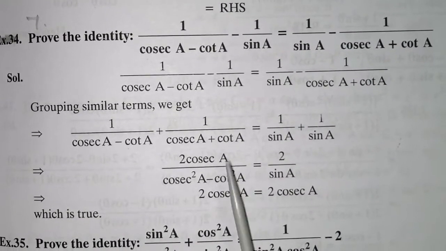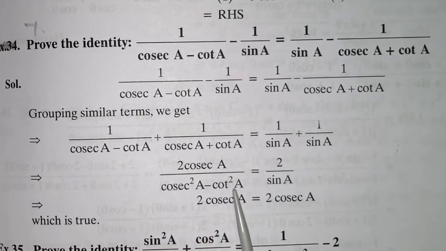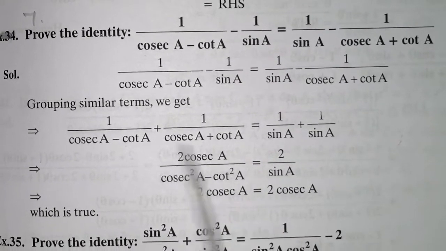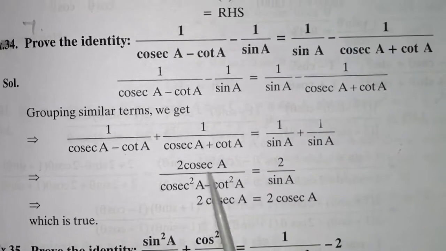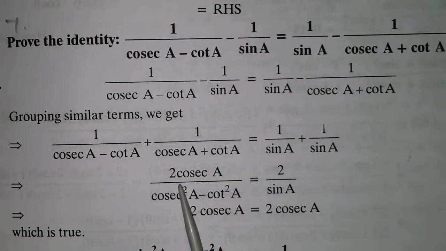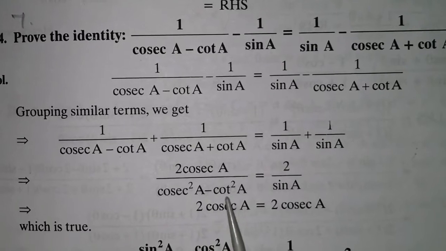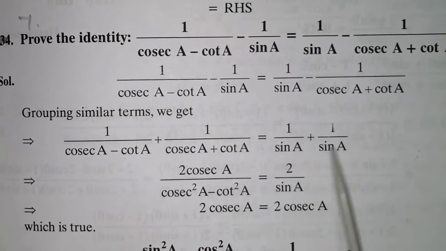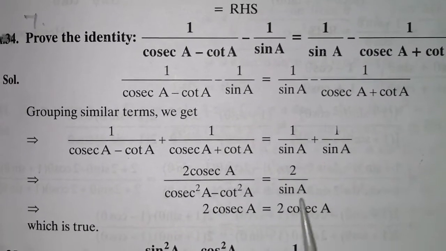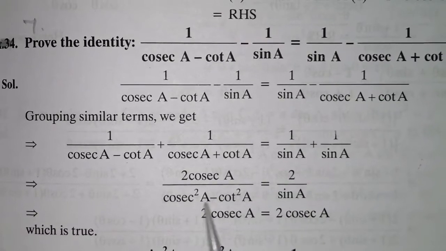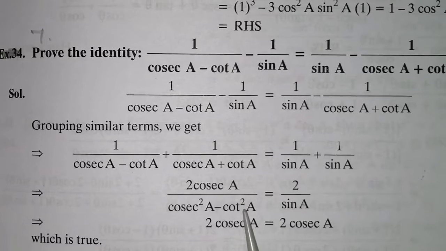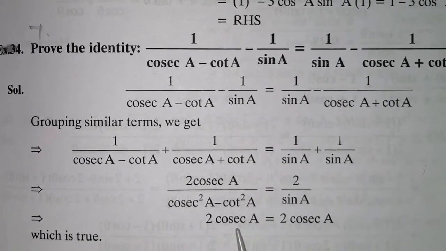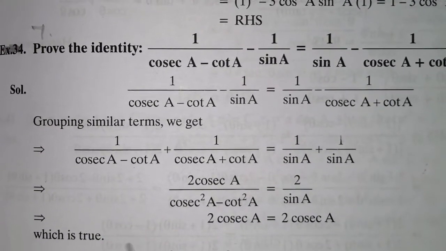So (a minus b) into (a plus b) will be a square minus b square, and in the numerator, when this gets multiplied with this, cot a will get cancelled. You have 2 cosecant a over cosecant square a minus cot square a, and if you take LCM here, sin a is the LCM, so 2 over sin a. Now cosecant square a minus cot square a is 1, right? So 2 cosecant a is equal to 2 cosecant a, which is true.